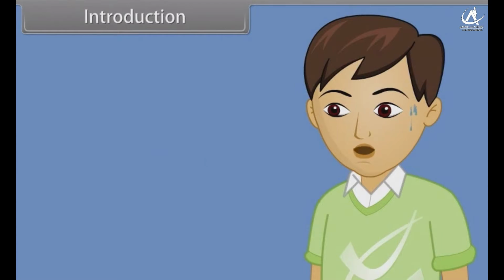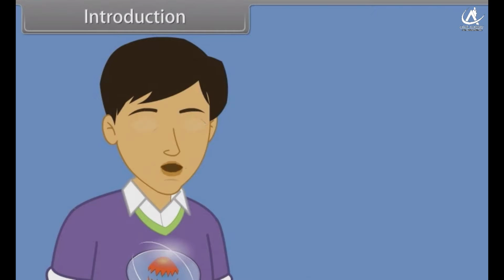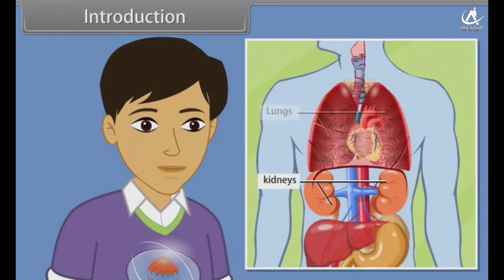Brother, I'm so much sweating. Why is it happening? Me too, brother. This happens because of the presence of sweat glands just below the skin. And with the help of sweat glands, we excrete the water from the body. You know that the major excretory organs of our body are kidneys, lungs, liver and skin.